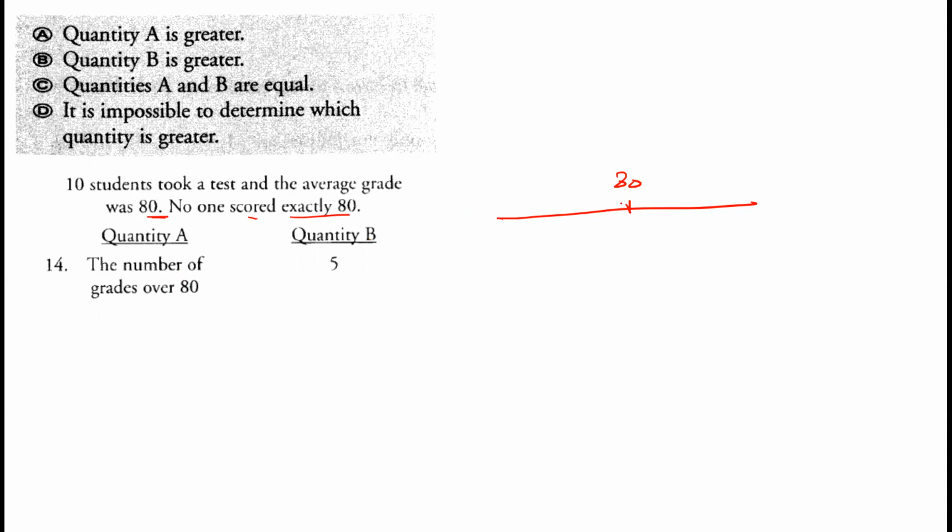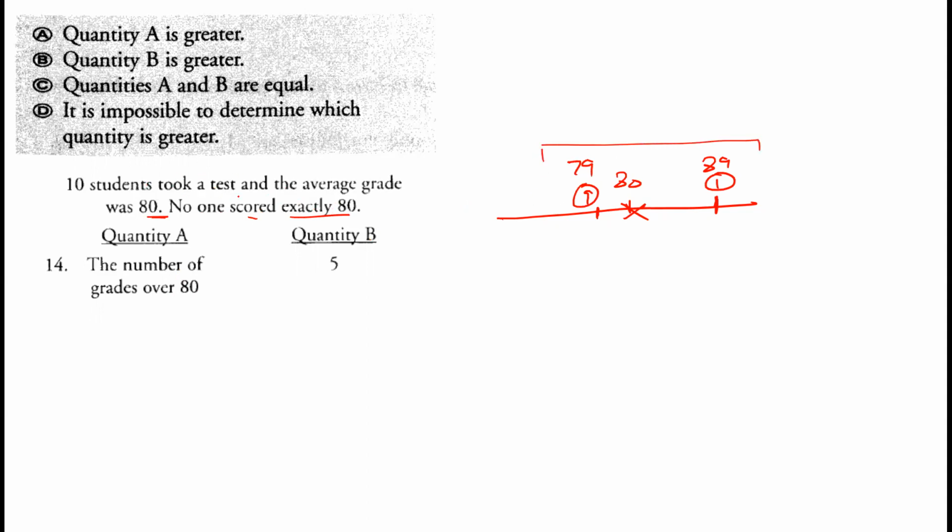So let's suppose only one student got above 80, that is 89, and all the rest, 9 students, got 79. And none of them obviously got 80. So this is the condition: no one scored exactly 80. Now this also holds true.